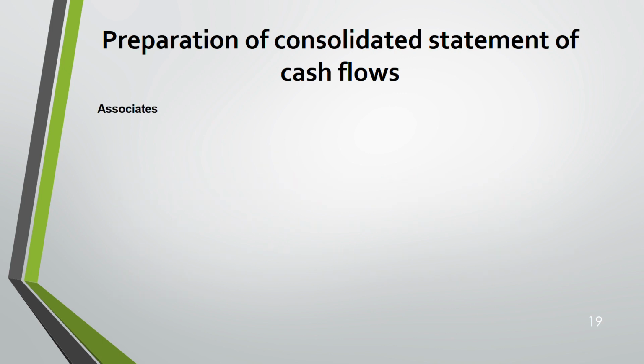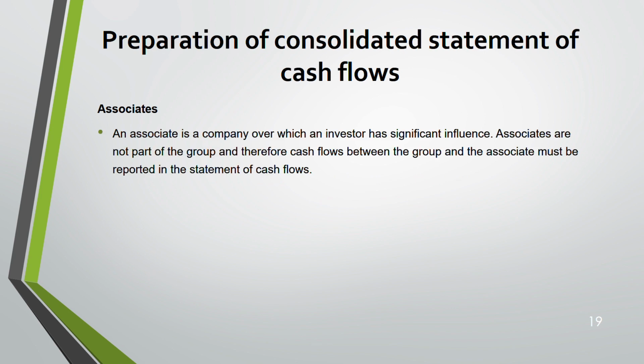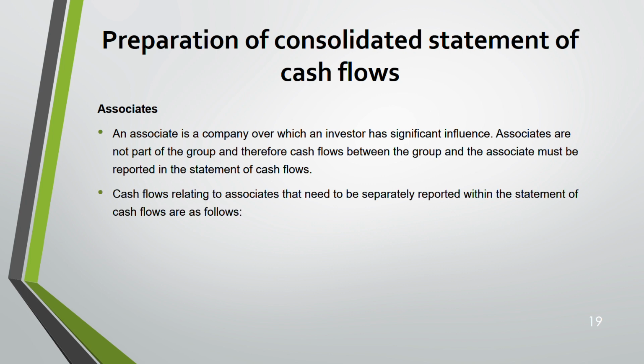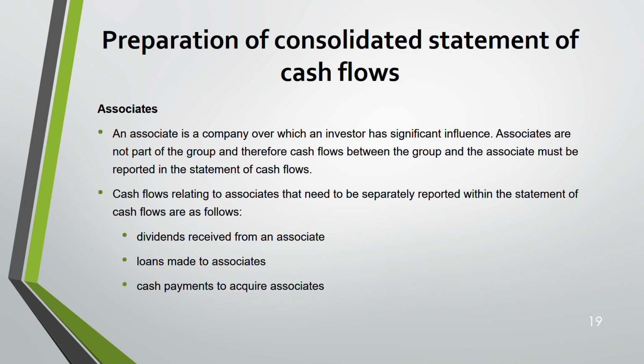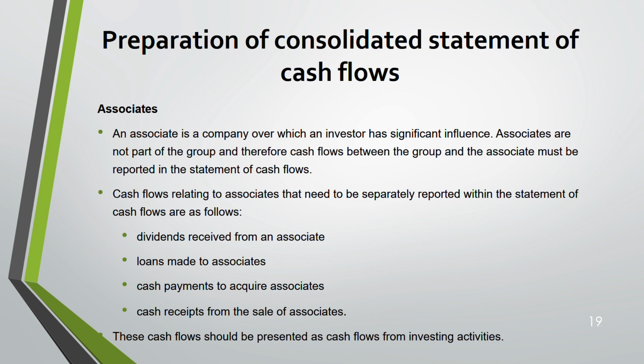Then comes associate. For associates, they have significant influence. I told you they are not part of the group, so any transactions with them are taken as third party only. So you can report those cash flows in the statement of cash flow. Any cash flow relating to an associate has to be reported separately within the statement of cash flow as follows. Dividend received from associate will be there. Loans made to associate will be there. Cash payment to acquire associates will be there. Cash receipt from selling the associate, all these four things will be there. And these cash flows will be under which topic? Investing activity. All four are under investing activity. So this makes your work easier.